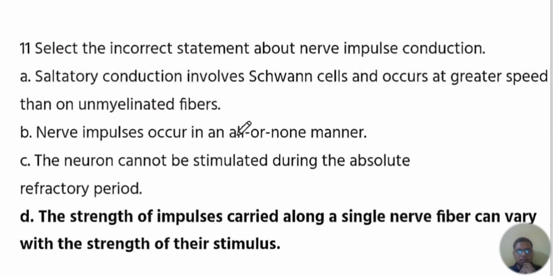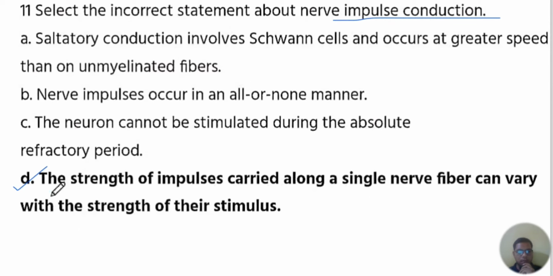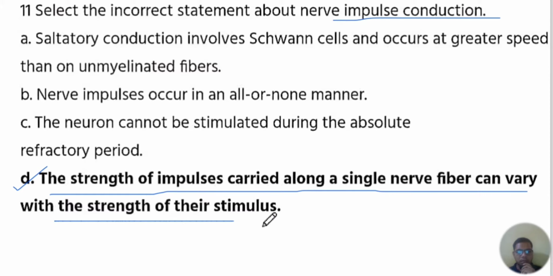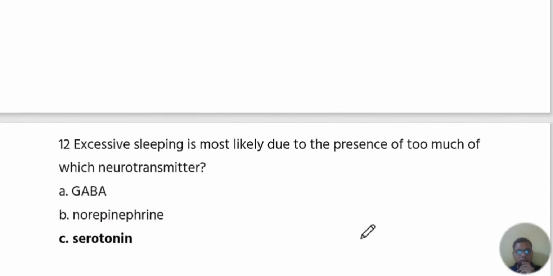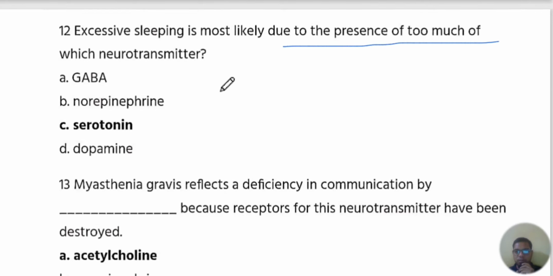Next is question number 11: select the incorrect statement about nerve impulse conduction. The answer is D, the strength of impulse carried along a single nerve fiber can vary with the strength of the stimulus. Next is question number 12: excessive sleeping is most likely due to the presence of too much of which neurotransmitter? The answer is C, serotonin.